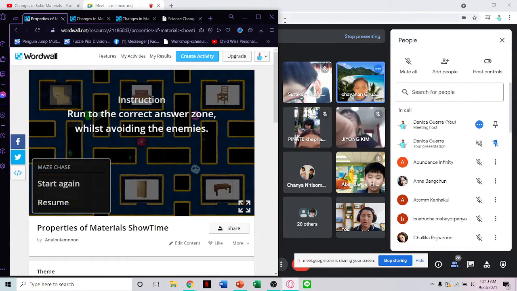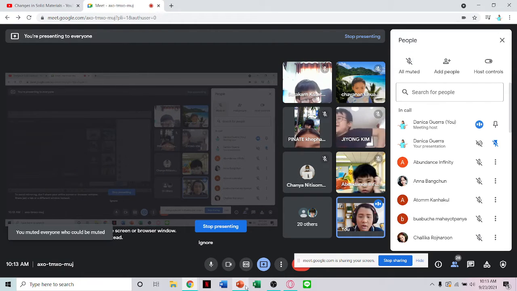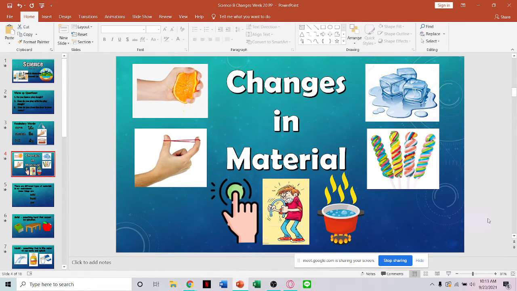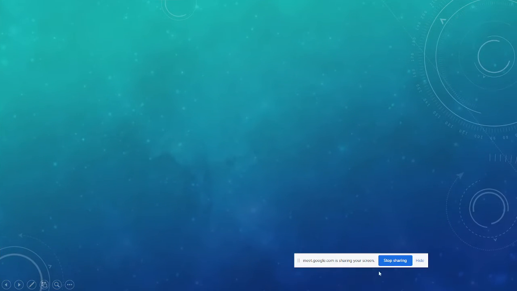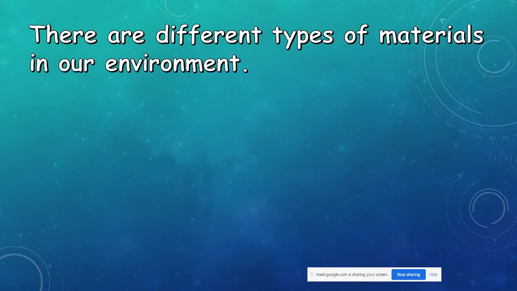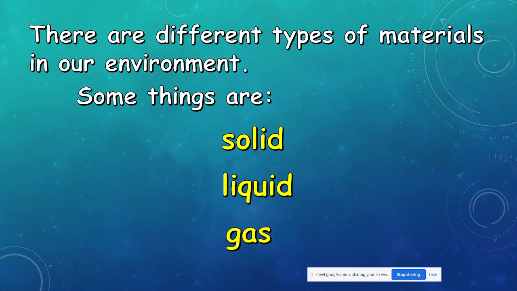Yes. Okay. Now, let us go to our topic for today. We're going to review about the different changes in materials. Please keep your microphone off, okay? Now, for the changes in materials, first let us review about the states of matter, the different types of materials. Some things are solid, some are liquid, and some are gas.